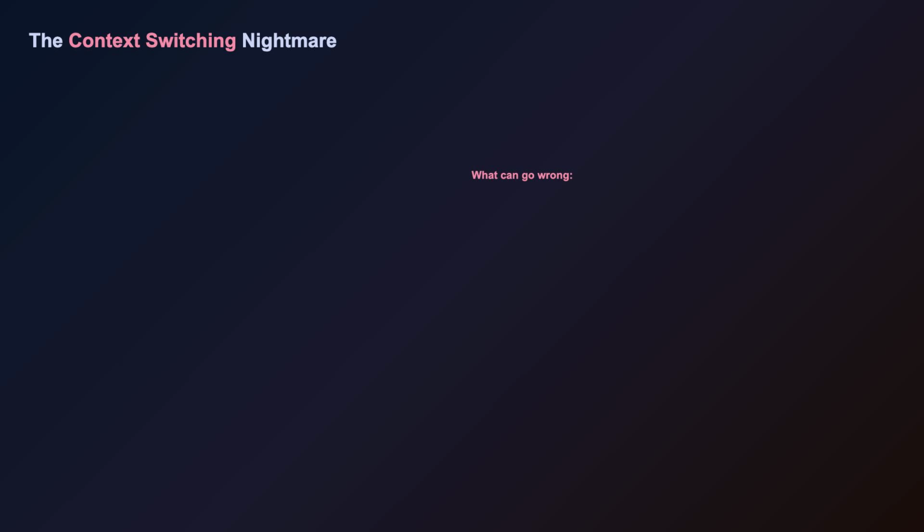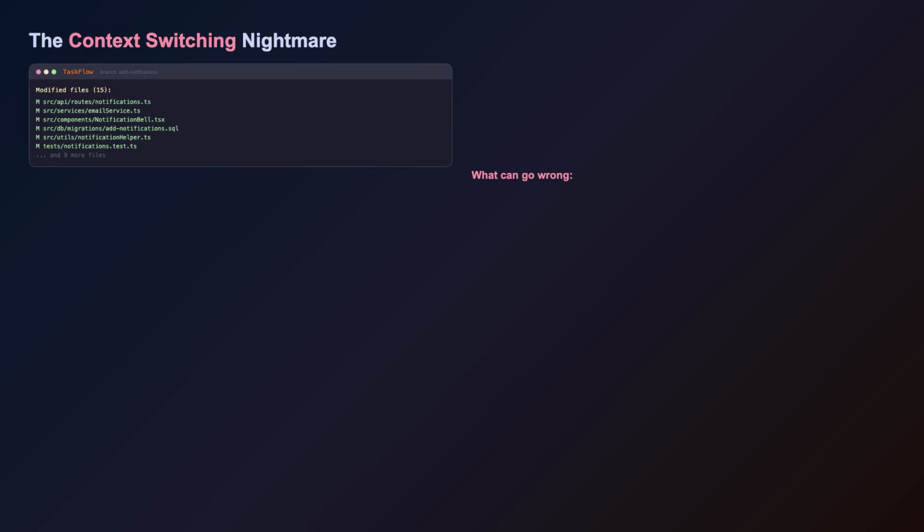Let me show you the problem using a real example. Imagine you're building TaskFlow, a team task management app. You're on a feature branch called add-notifications. You've modified the API routes, the email service, the notification component, the database schema, and a bunch of tests. 15 files changed, 2 hours of work, uncommitted because you're not done yet.